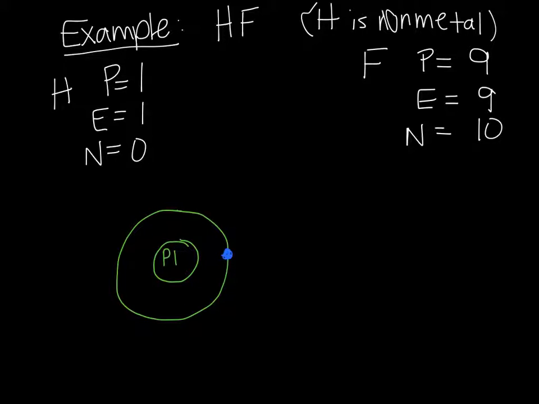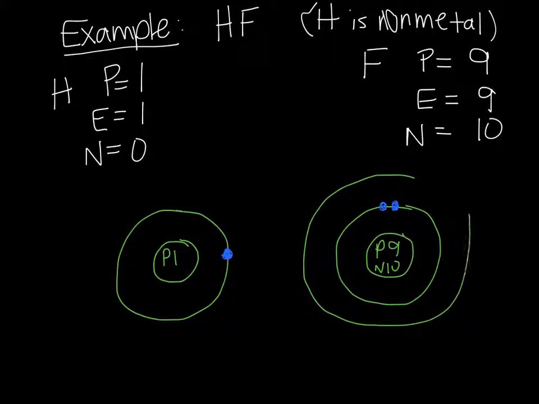Let's draw our Bohr model. Put our nucleus in the middle. 9 protons, 10 neutrons. First ring will hold 2 electrons. And we're not done, so we need another ring. How many are left? We need 9 altogether. That means we've got 7 left. 2, 4, 6, 7.